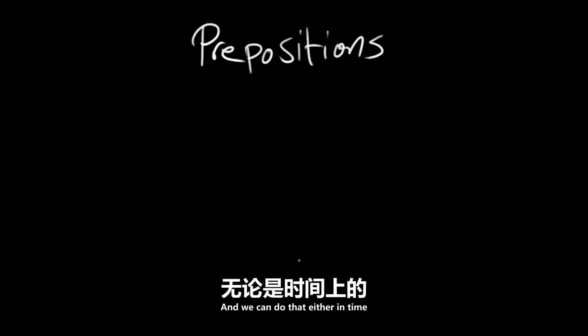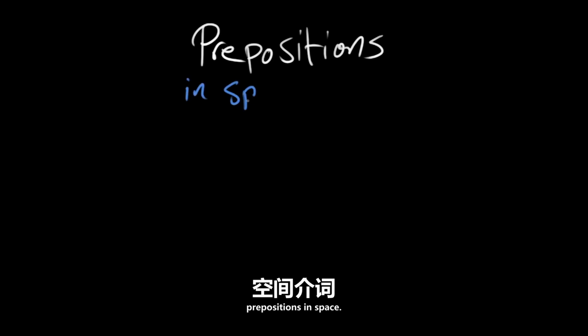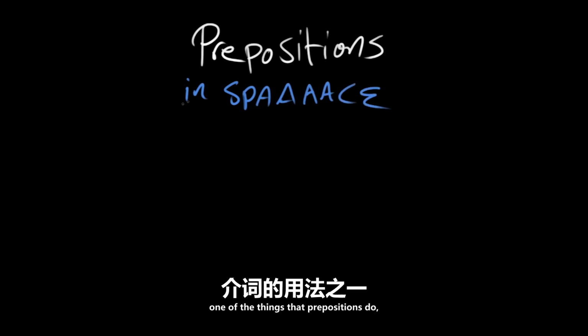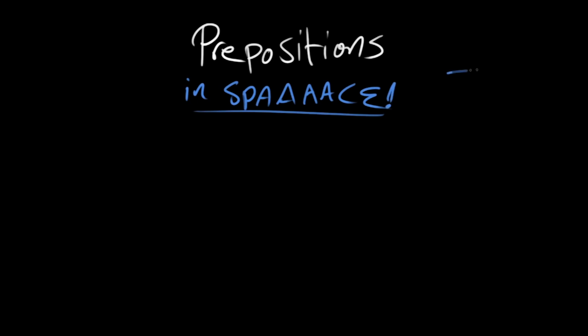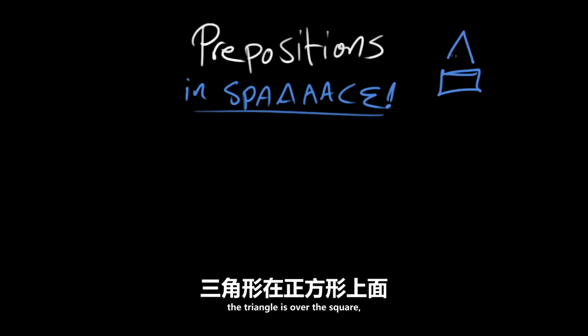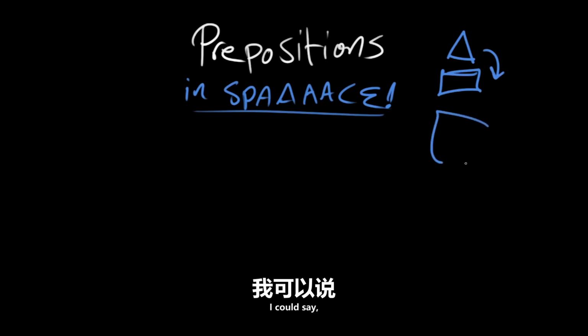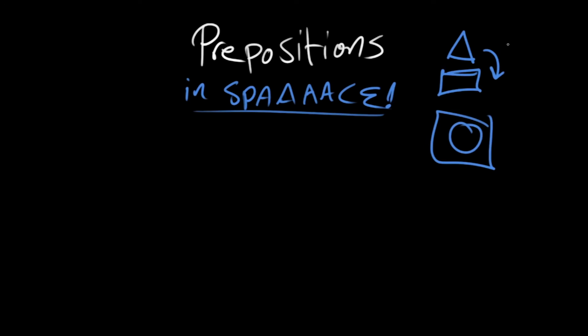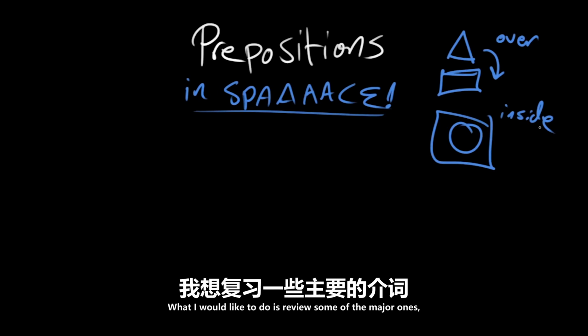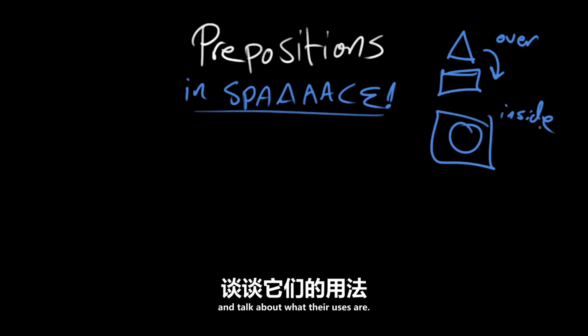And we can do that either in time or in space or in other ways. But today I want to talk about prepositions in space. Because this is, again, one of the things that prepositions do: they can set up relationships between objects and their locations, right? So I could say the triangle is over the square, or on top of the square. I could say the circle is inside the square, right? And these are all prepositions: over, inside.